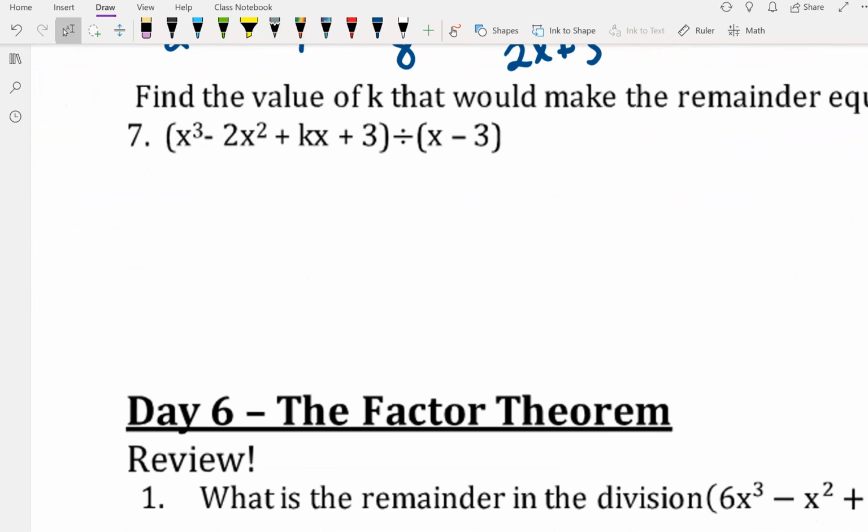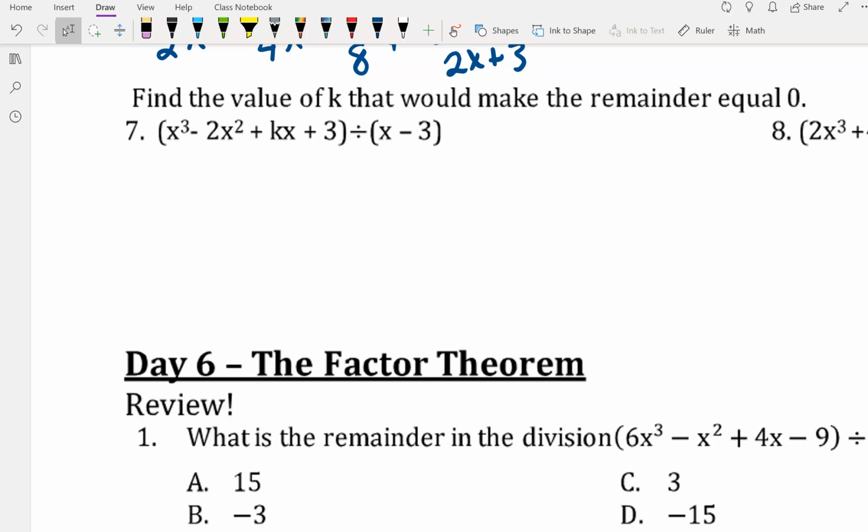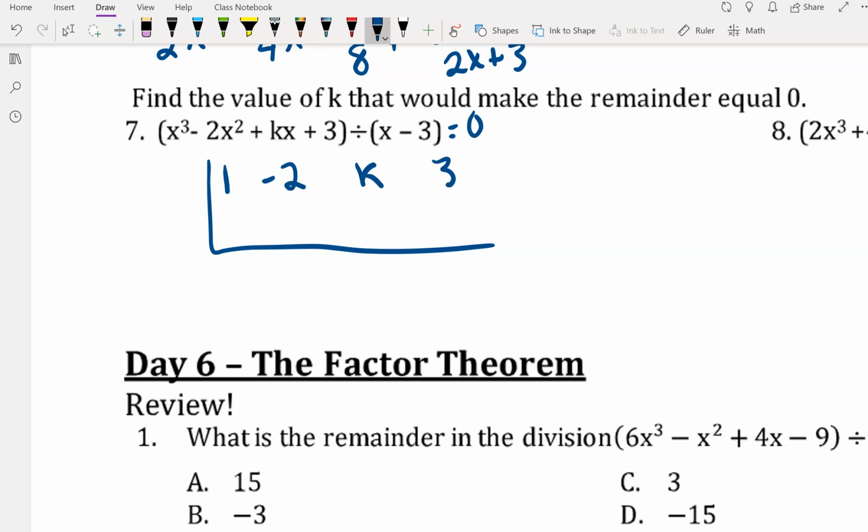All right. I've got to bust through a couple of these really quickly. Find the value of k that would make the remainder equal to 0. All right, so I'm going to set this up just the way I normally would, and I'm going to solve for what k would be. So 1, -2, k, and 3. Set this equal to 0. The number on the outside is going to be 3. And then I'll go through this whole process.